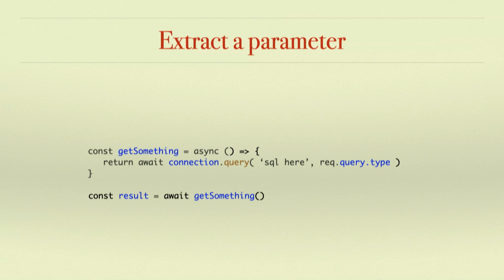And the next thing is just extracting a parameter, because this get something is not really useful right now. So to extract the parameter, we basically take the parameter, make a bit of room for both the caller and callee, and then we pass on the parameter, and we call the wrapper function with the parameter from here.